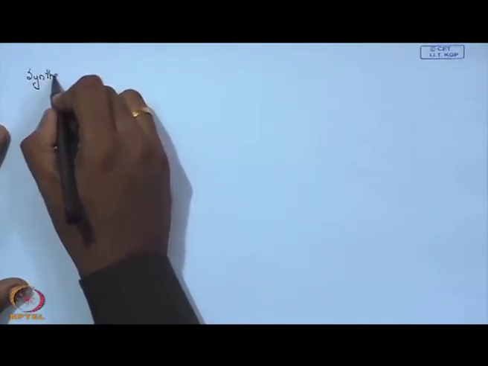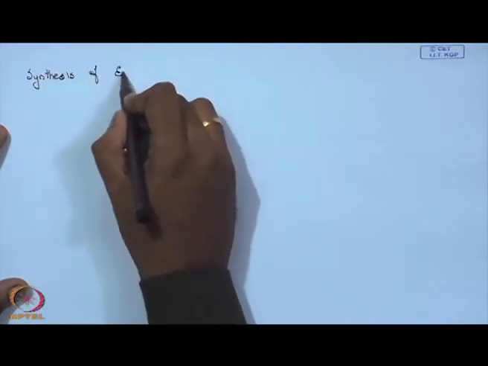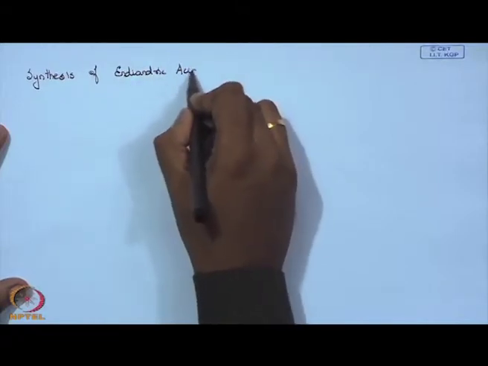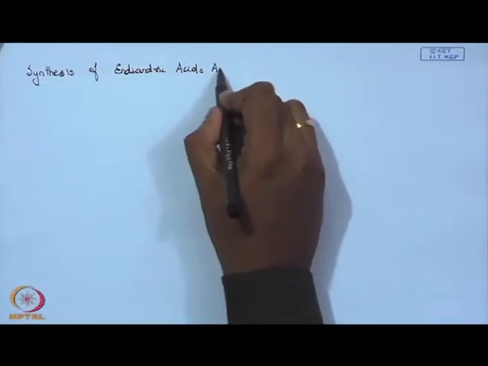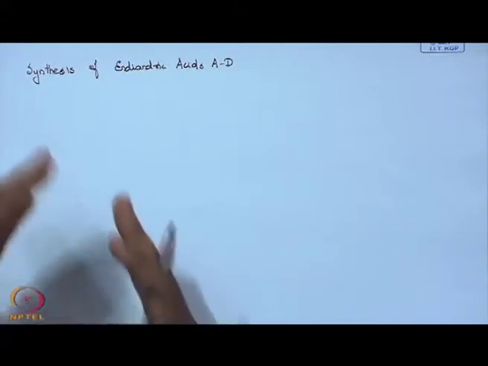If you remember, in the first problem on pericyclic reactions, we were trying to see the synthesis of endiandric acid, right. But we did not take it up; I just showed you some important reactions involved in this synthesis. These endiandric acids are not only one, they are from A to D. So, in this problem, we will try to see the synthesis of all these acids and what types of pericyclic reactions are involved.